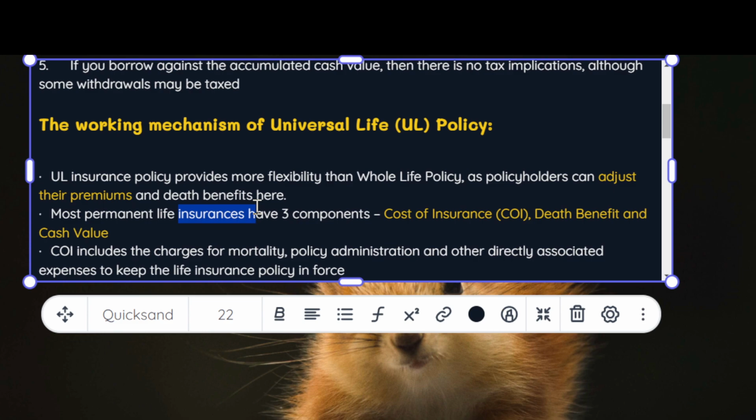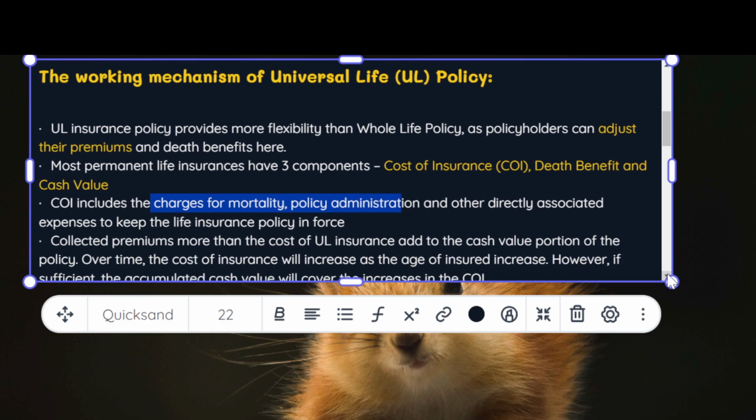And you get cash value based on the interest rate at which the company is giving you the cash value that increases, or if you overpay premiums, then that additional amount gets added to the cash value, right? So COI, which is the cost of insurance, includes the charges of mortality, policy administration, and other directly associated expenses, right? So all these add up to the cost of insurance, which is something you don't get, right? It is basically incurred by the company to maintain your policy, as we just discussed.